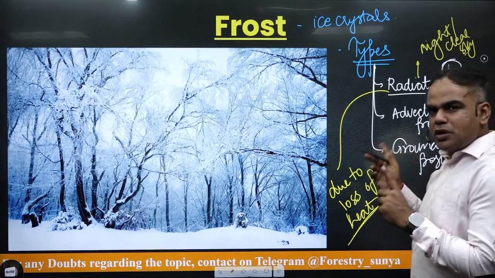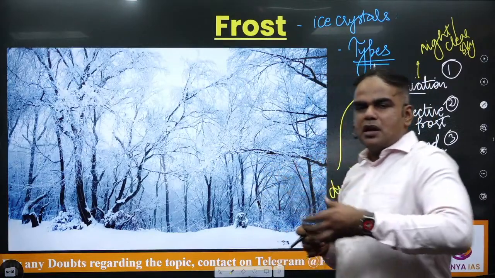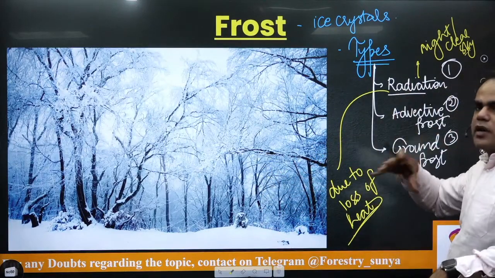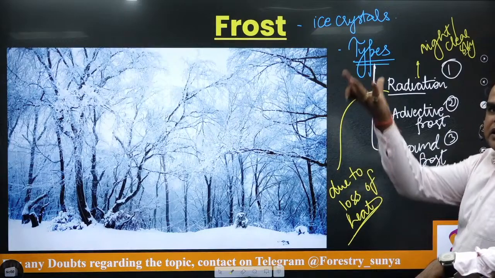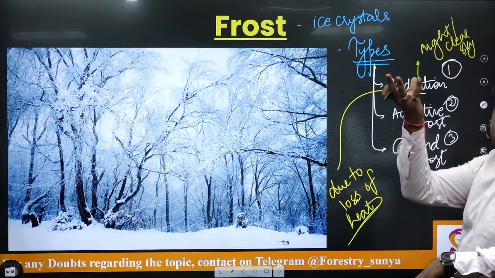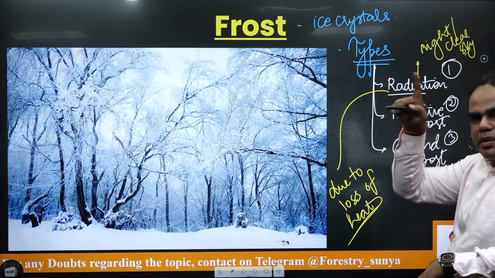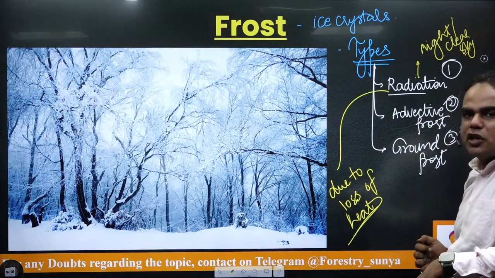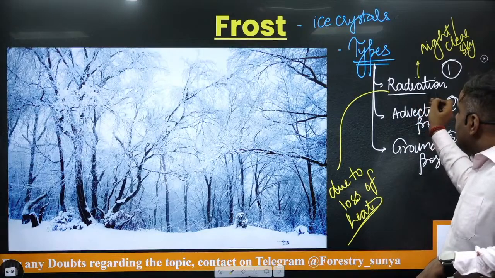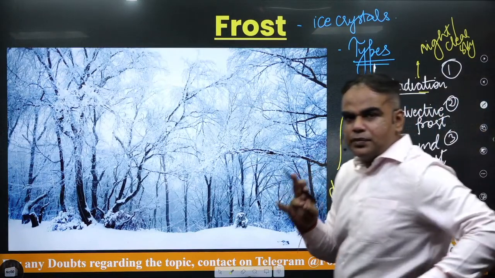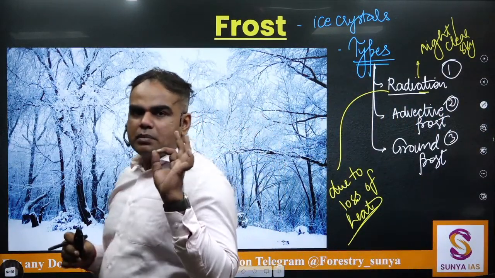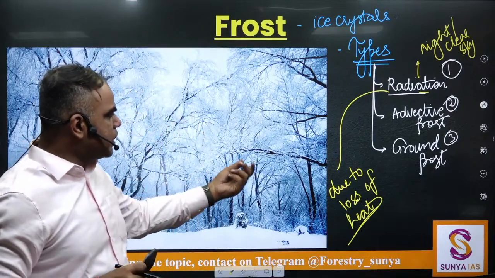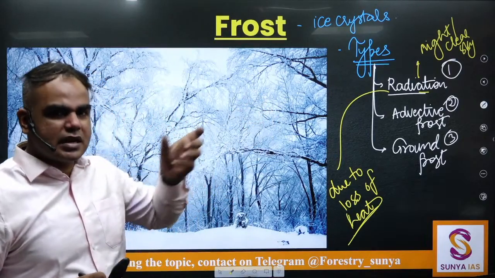Again, remember this question has already been asked in prelims. If you already have a clouded sky, with a lot of clouds, the radiation would get trapped and will not be able to escape. Because it gets trapped, the temperature is going to be warmer, which will not lead to the formation of radiation frost. So radiation frost is at night, with a clear sky, due to loss of heat by radiation.